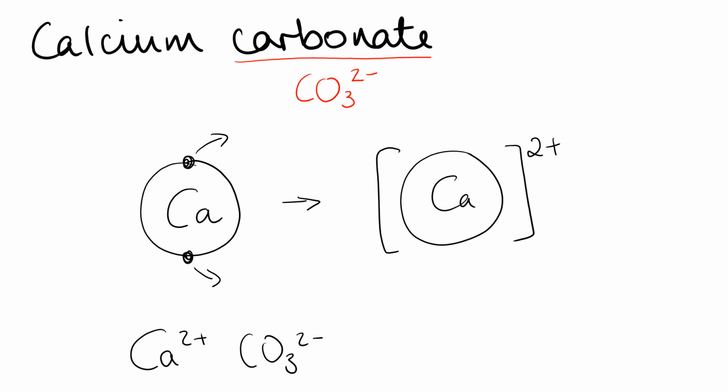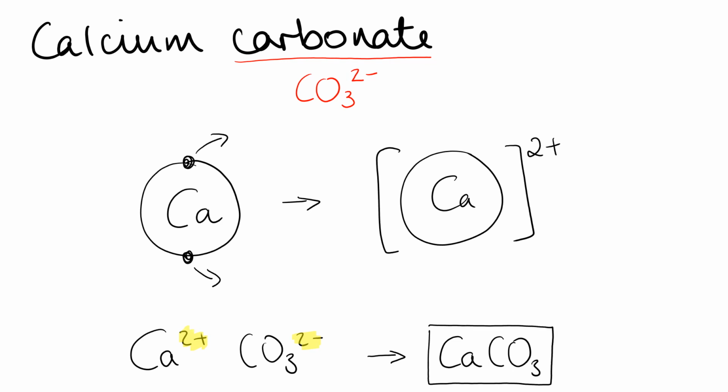How many of each do we need to form a neutral compound overall? Well, it's just one of each, because Ca2+ and CO3 2-, the charges cancel. +2 - 2 equals 0. And so the formula of calcium carbonate is CaCO3.